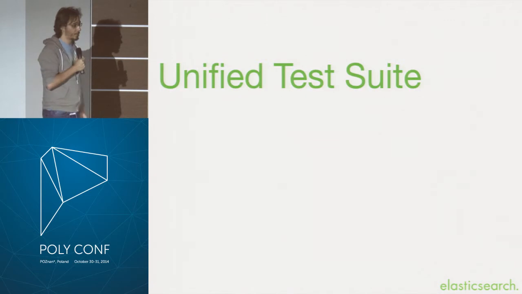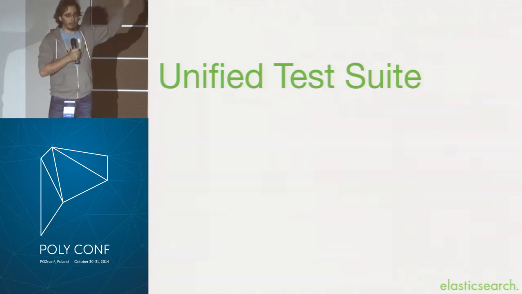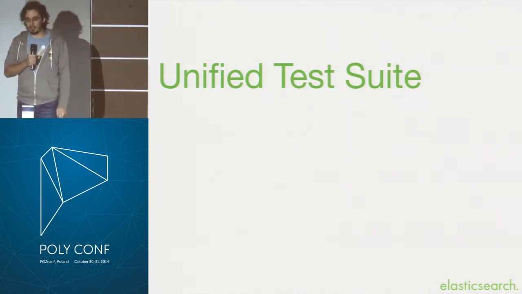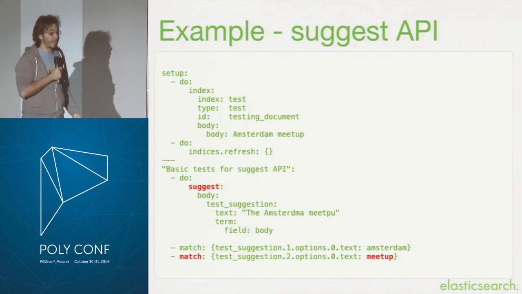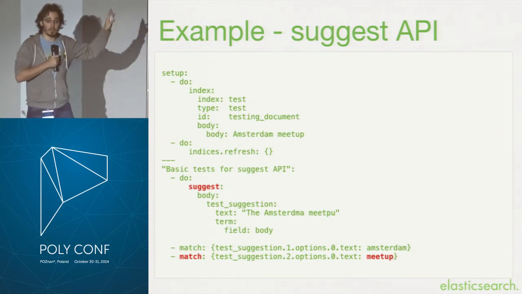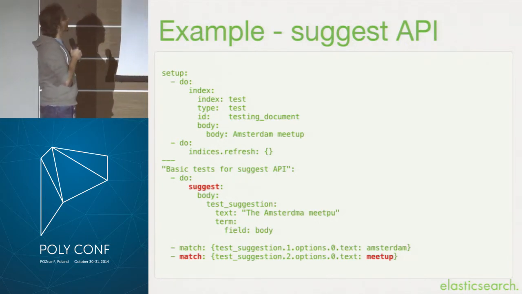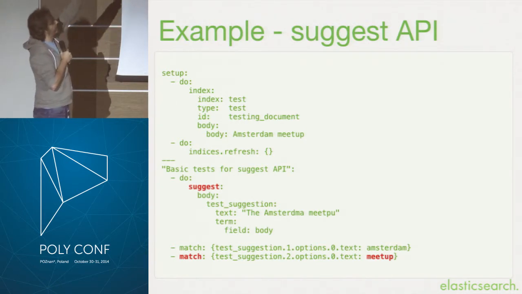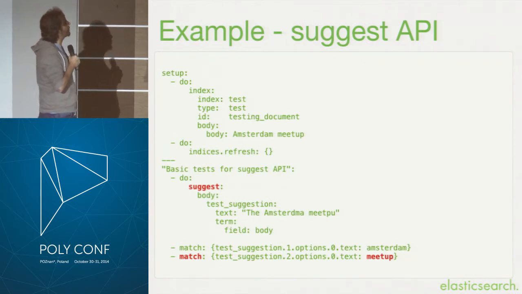So we have a unified test suite now that's actually part, again, of the Elasticsearch repository. It lives together with the JSON specs, and this is how it looks. To make things diverse, we use YAML for this one, because it actually worked better than JSON. So this is an example of a test. It's part of a file that has a setup that actually creates a document in an index. It then calls refresh, and then it has a test.